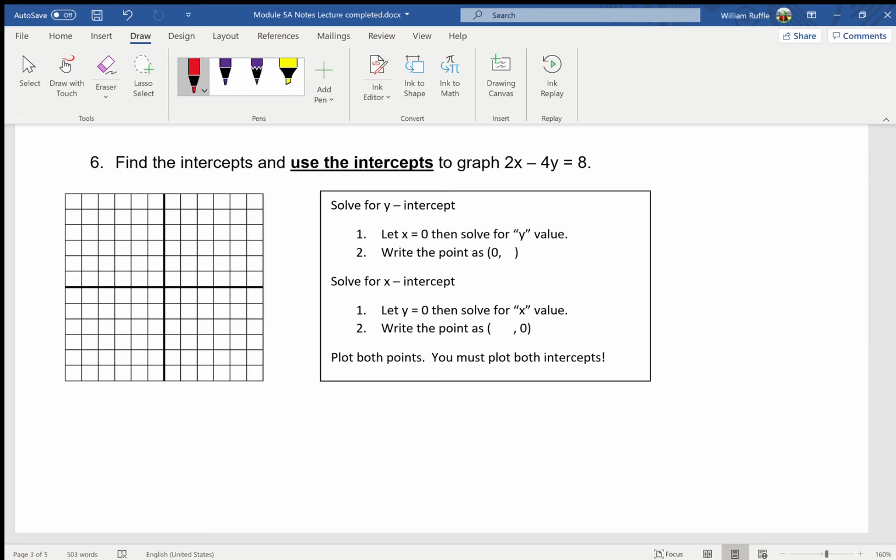Alright, we're going to finish up the 5B notes. We're going to start to do graphing by using the intercepts. We cannot really use the old way of doing it, picking those certain points, because this one is saying we must use the two intercepts. So we got to solve for the y-intercept, and we got to solve for the x-intercept.